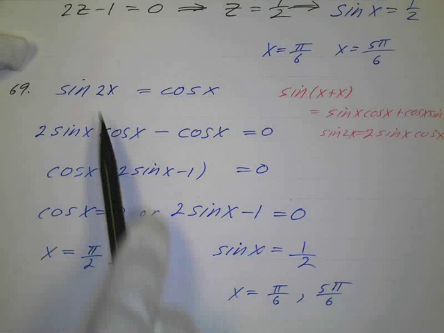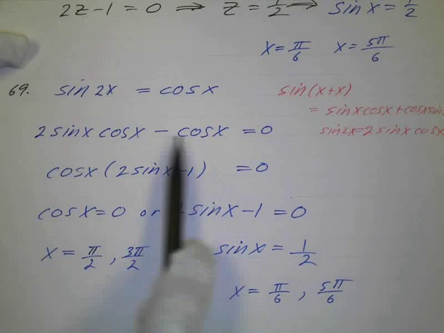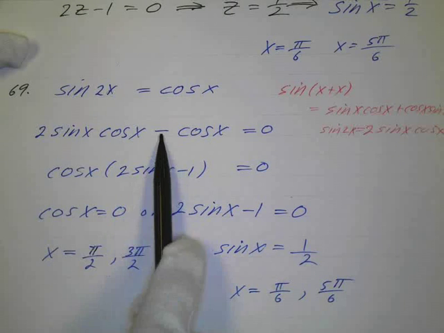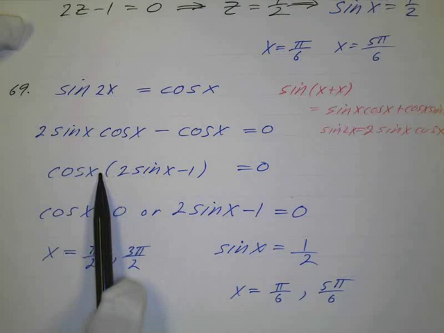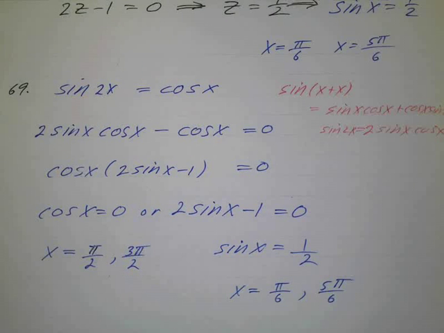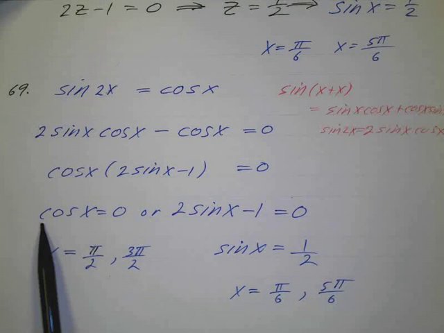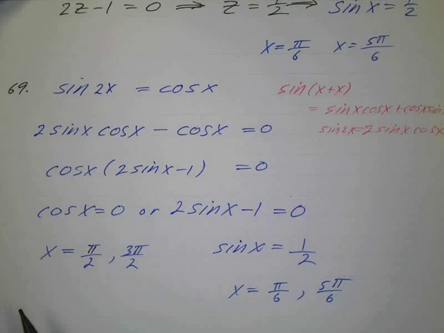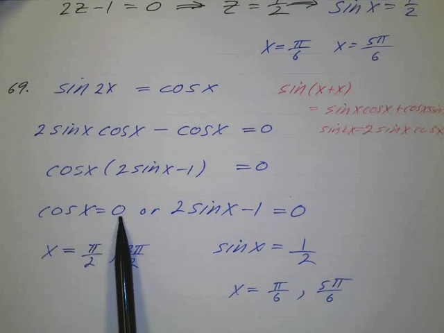So this is what we use here. And then now I can factor out a cosine. So we factor out the cosine, and what's left is 2 sine x minus 1. And then I've got two things that multiply to give 0. I know one or the other must be 0. So I set them each equal to 0. The cosine of x equals 0, or 2 sine of x minus 1 equals 0.